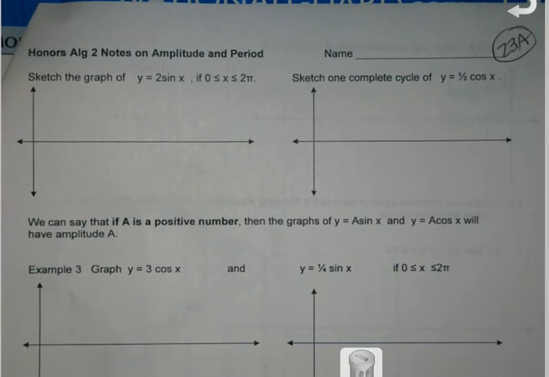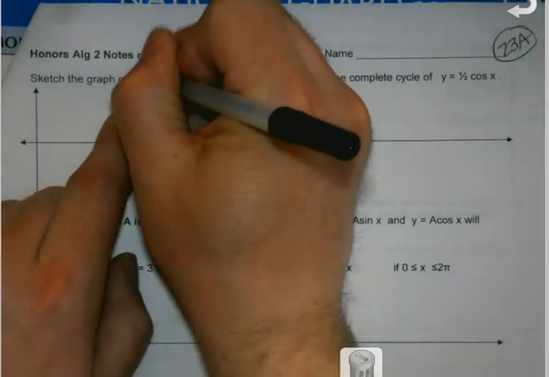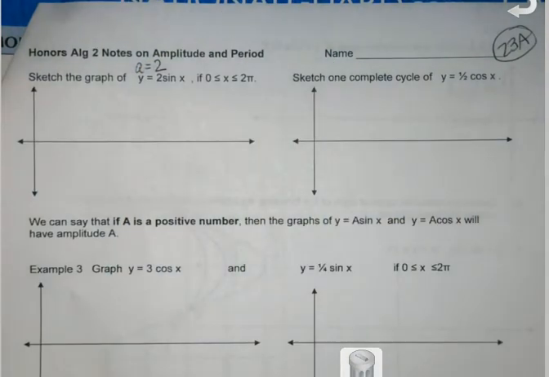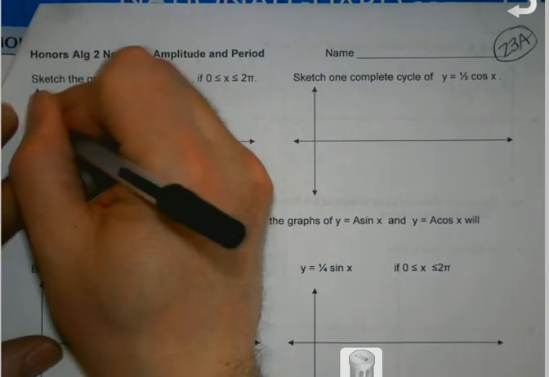Like, finally, we don't have to just listen to him talk. We can actually draw. So I look. Okay, my value is out here. That's not changing my period. That's changing my amplitude. So my A value is 2. So remember, with amplitude, all that's going to do is change my base value.